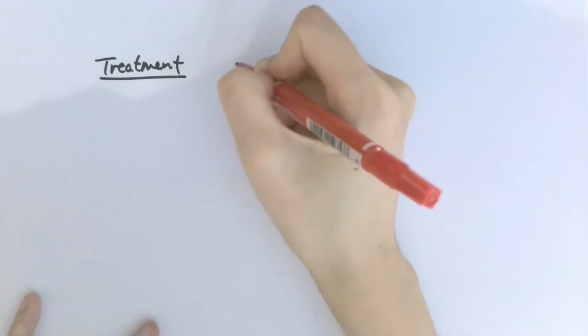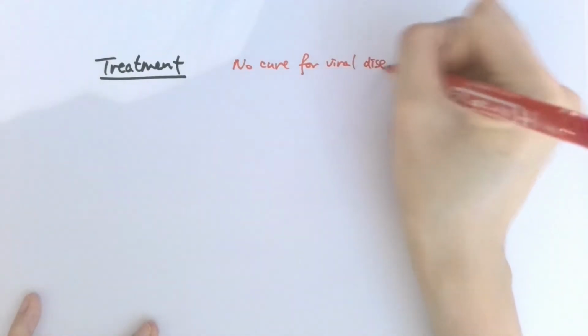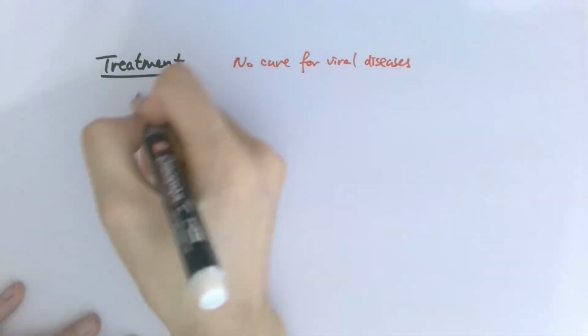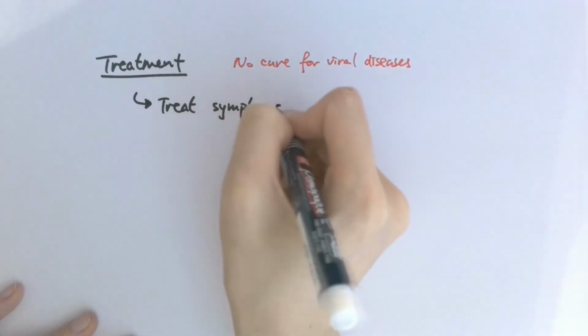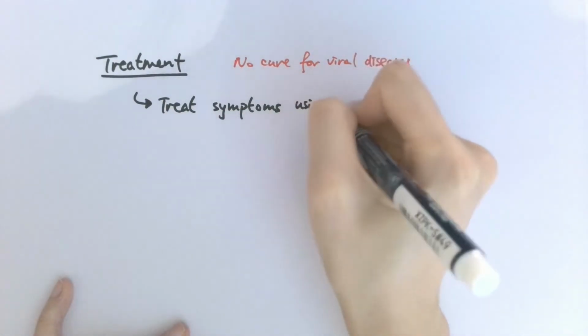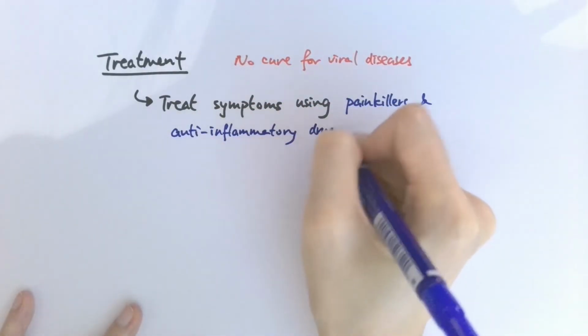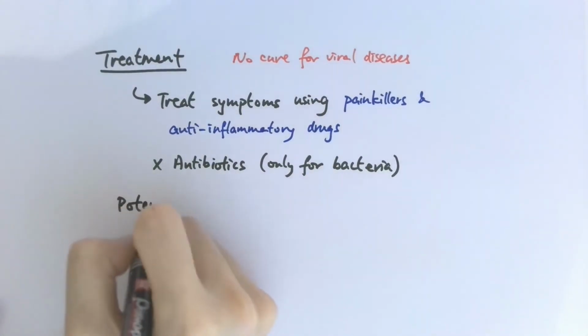Then let's talk about treatment. As the virus takes over cells to reproduce, it's always been hard to develop effective medicine to cure viral diseases without damaging our body cells in the process. This means there is actually no cure for viral diseases most of the time. It is the same in this case, but what we can do is to treat the symptoms as best as we can using painkillers and anti-inflammatory drugs. Keep in mind, antibiotics won't work on the virus as they only kill bacteria.